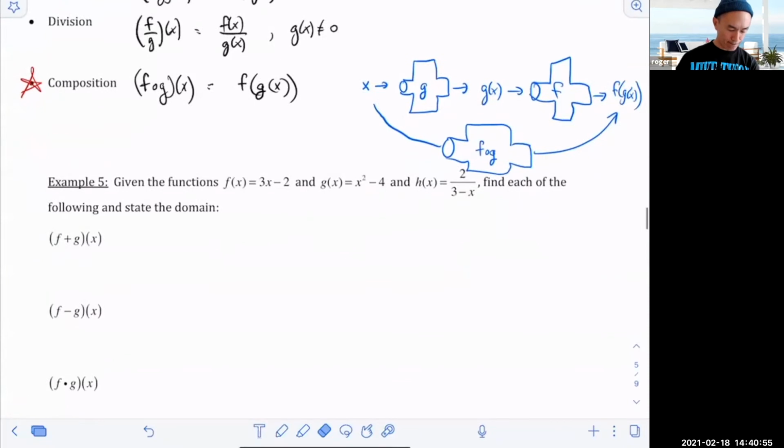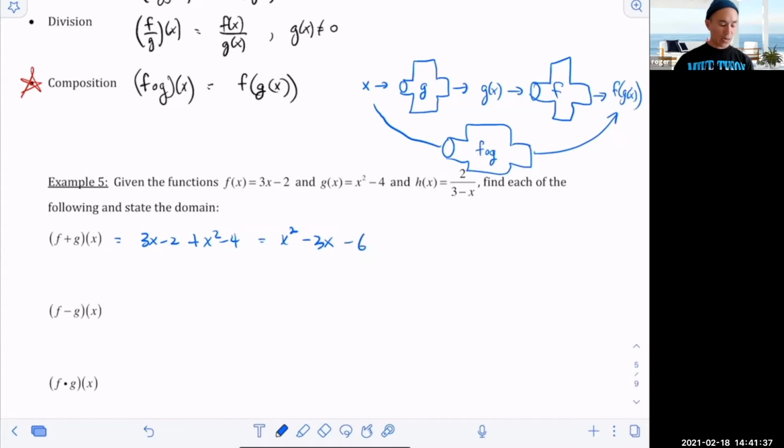All right. So let's look at example 5. In example 5, we want to combine these functions together. So if I have f plus g of x here, what is this going to look like? That's going to look like 3x minus 2 plus x squared minus 4. Usually we collect like terms. Collecting like terms means you collect terms that have the same power of x. So there's only one x squared term. There's only one x term. We have two constant terms, so -2 plus -4 is -6.